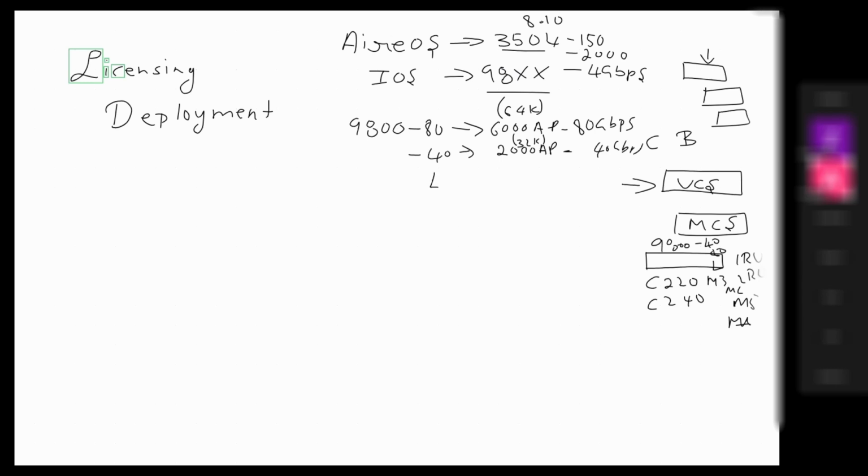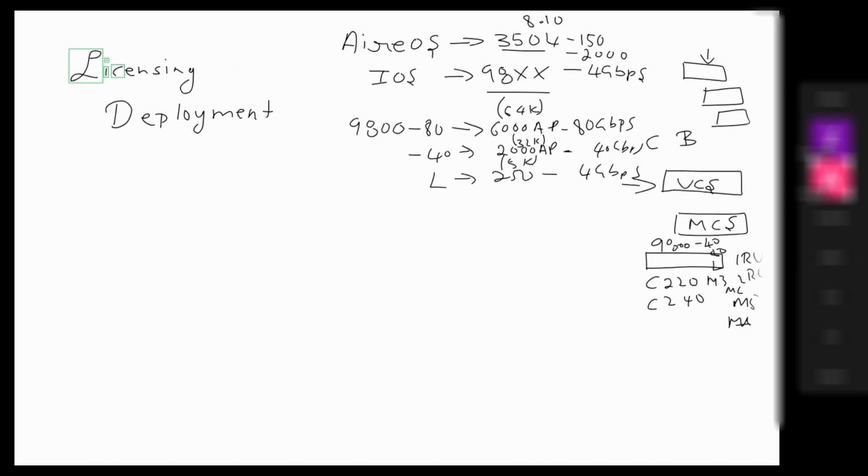So that is going to support only 250 APs and around 5,000 clients, and 4 Gbps it will support. Okay, this is the capacity of this appliance model.